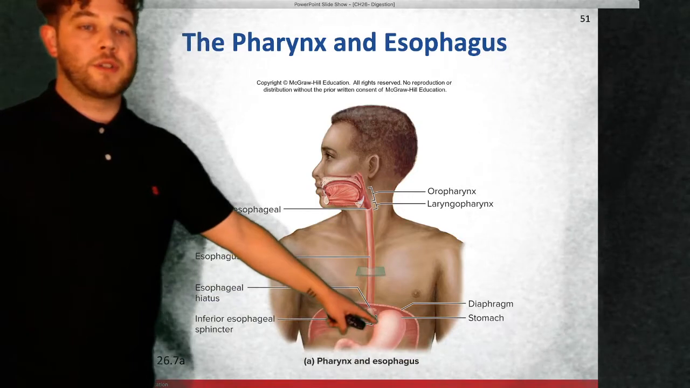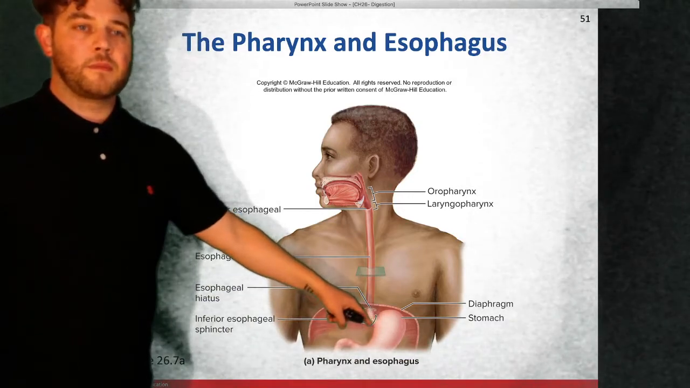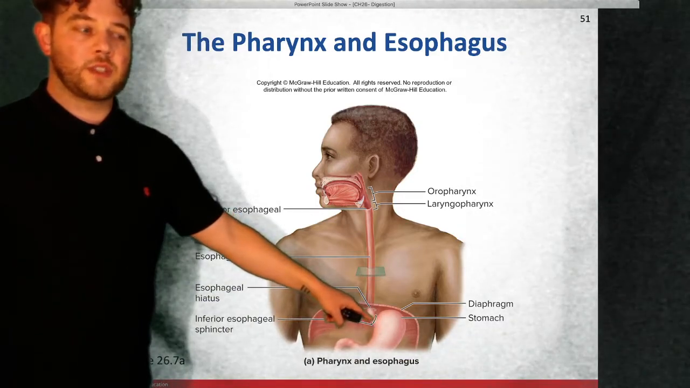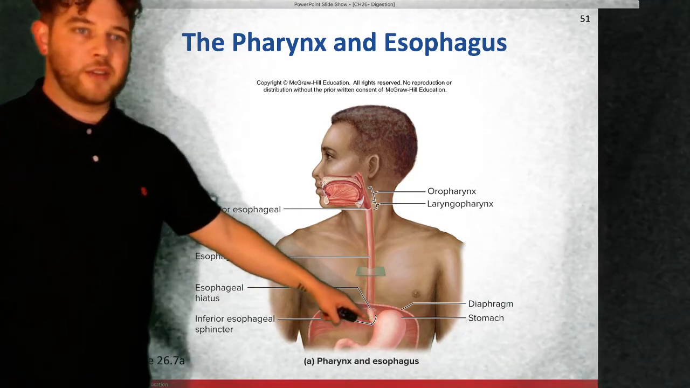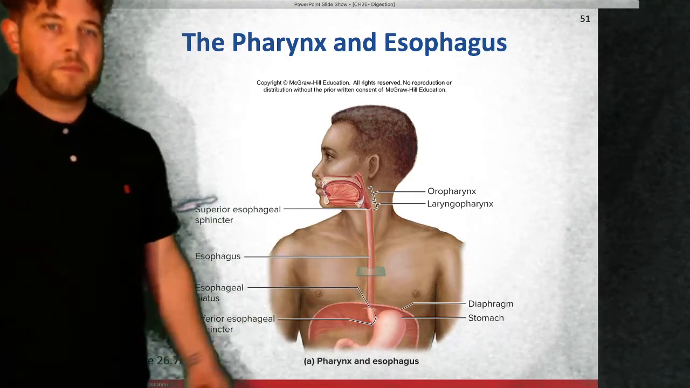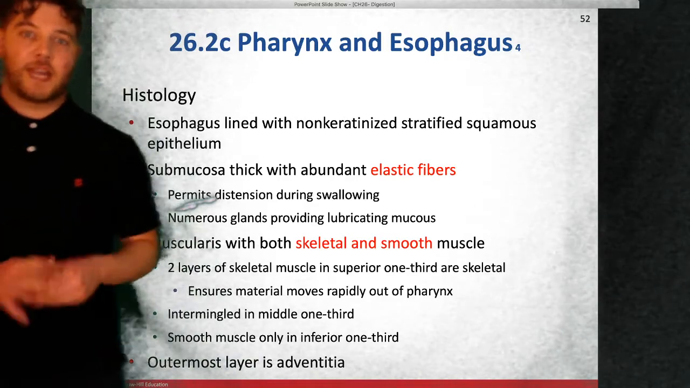This is also called your cardiac sphincter, your lower esophageal sphincter, and I think there's your gastroesophageal sphincter or something. So be prepared for multiple names with that one.